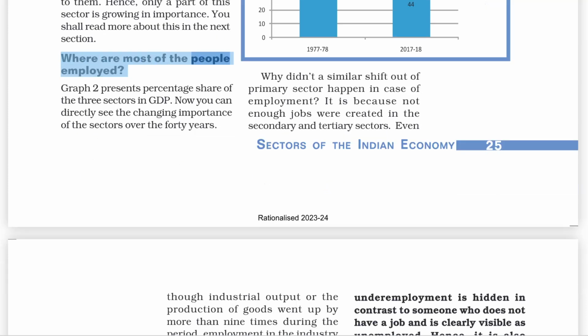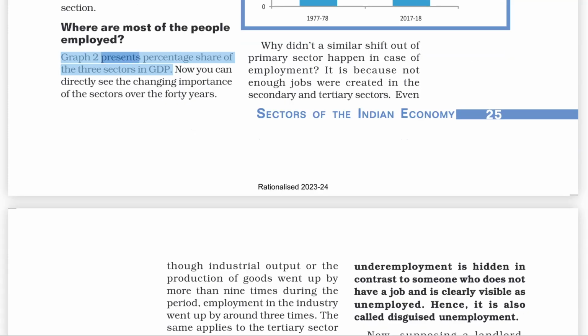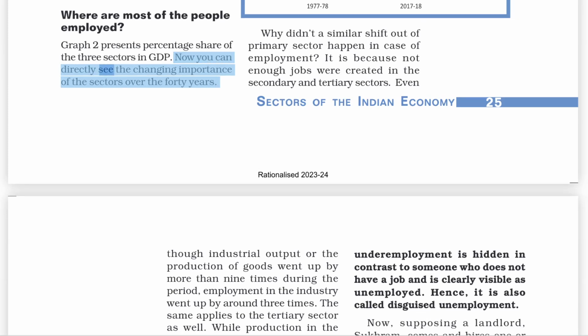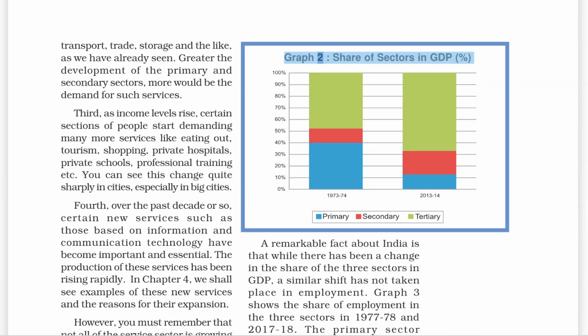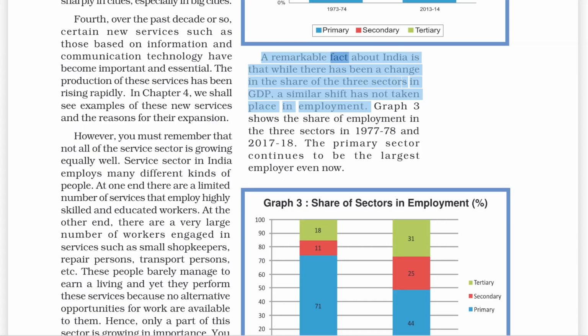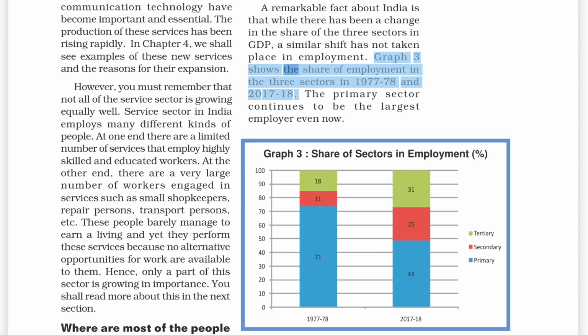Where are most of the people employed? Graph 2 presents percentage share of the three sectors in GDP. Now you can directly see the changing importance of the sectors over the 40 years. Graph 2, share of sectors in GDP, percent. A remarkable fact about India is that while there has been a change in the share of the three sectors in GDP, a similar shift has not taken place in employment. Graph 3 shows the share of employment in the three sectors in 1977 to 78 and 2017 to 18.